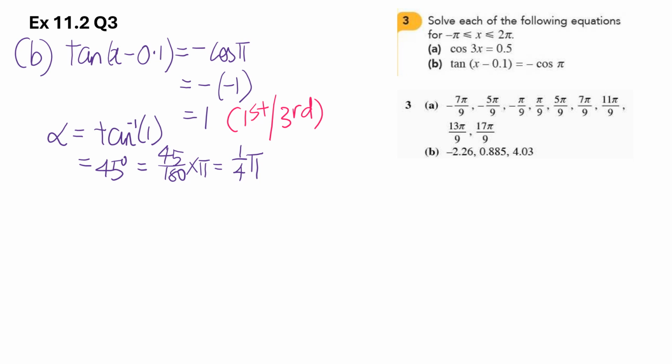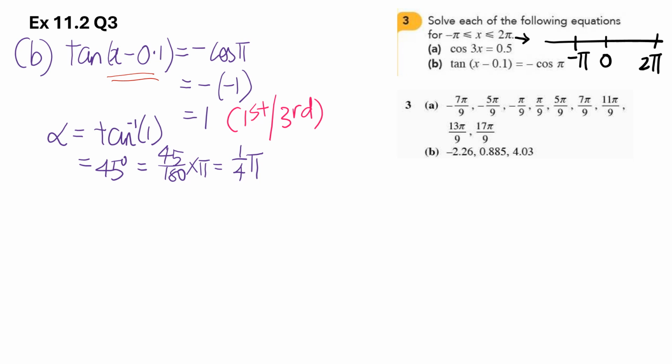Okay, so for the first quadrant, we need to find the new range, because if we look at the question, we are not finding x. We are finding x minus 0.1 first. Ultimately we have to find the values for x, but we need to look at x minus 0.1 first. The range is between negative pi to 2 pi. So if you break it up using a number line, you need to get the answer from 0 to negative pi, which is the negative angle direction, and then from 0 to 2 pi, which is the positive angle direction.